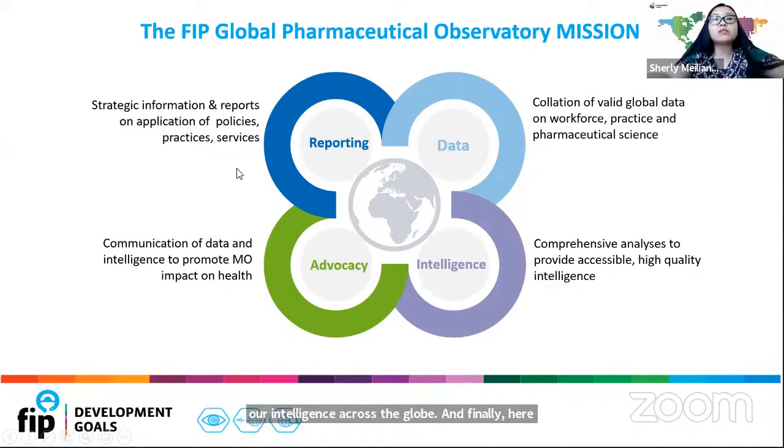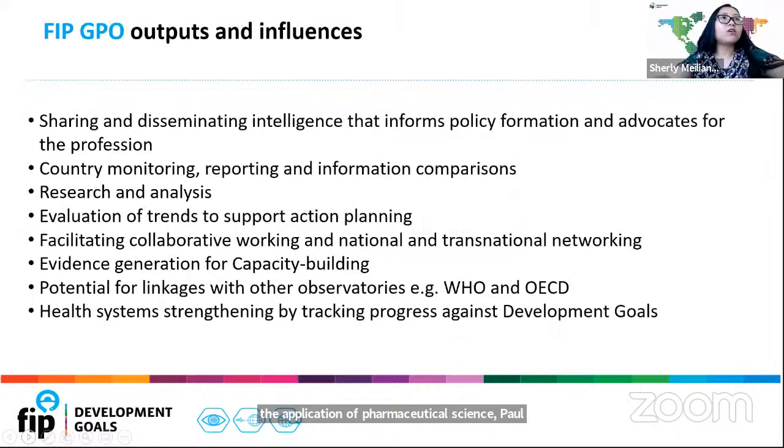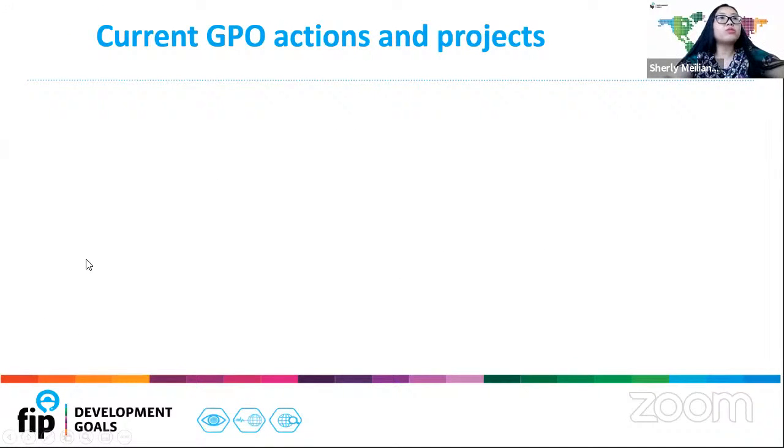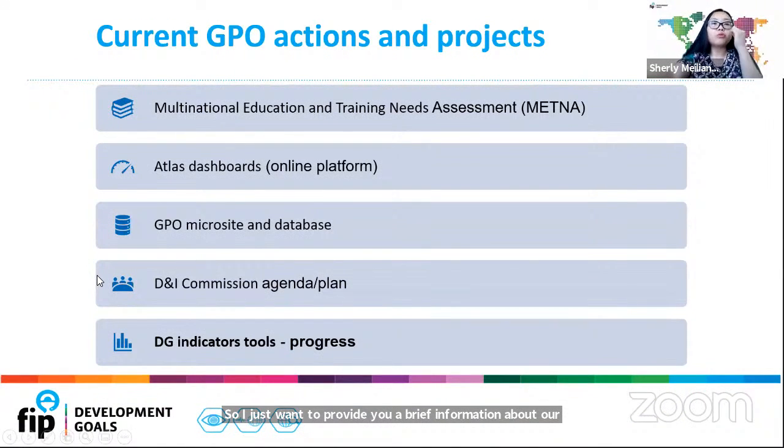And finally, we will provide evidence-based strategic information, reports, and guidance on the application of pharmaceutical science, policies, practice, and services. So in this slide, you will see a list of FIP GPO's outputs and influences. The reason why we are here today is because one of the main outputs, the last point, is health system strengthening. We conduct this by tracking progress against development goals. And particularly today, we would like to see how we can track progress against development goal number 4, which is advanced and specialist development. So I just want to provide you brief information about our current projects. And one of them is the multinational education and training needs assessment.